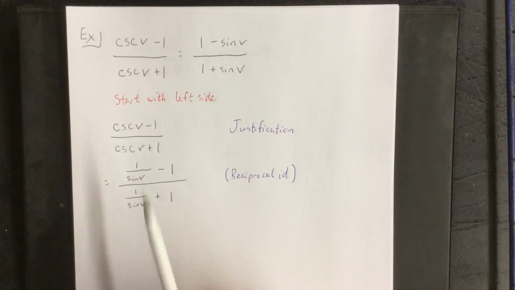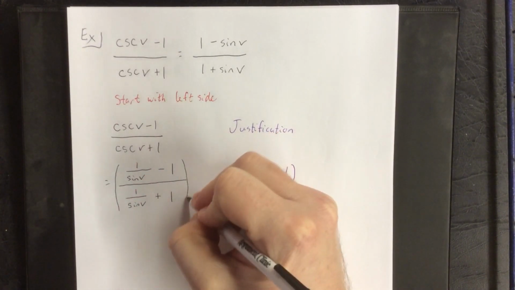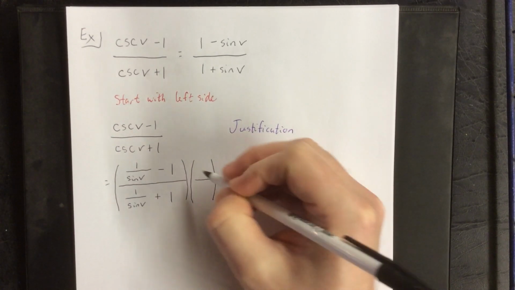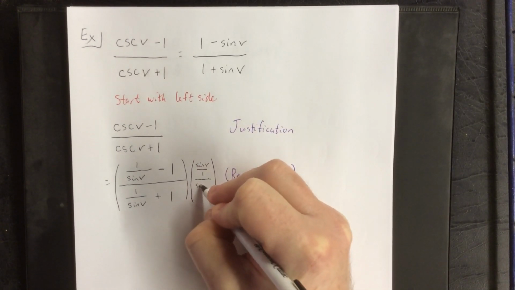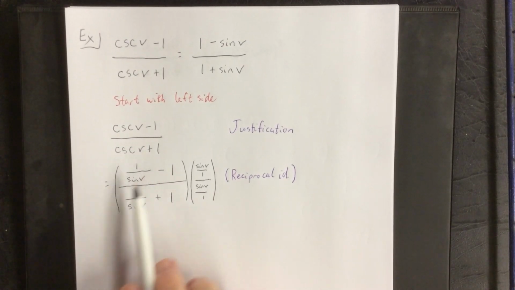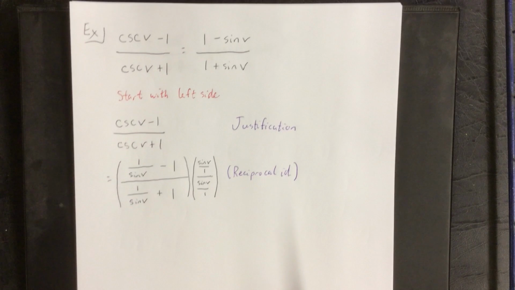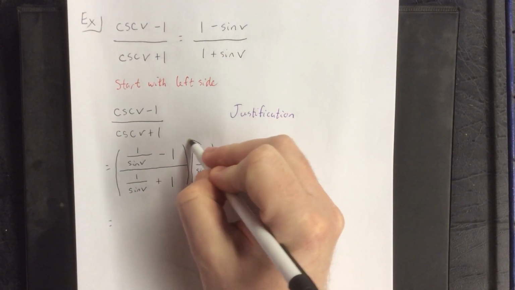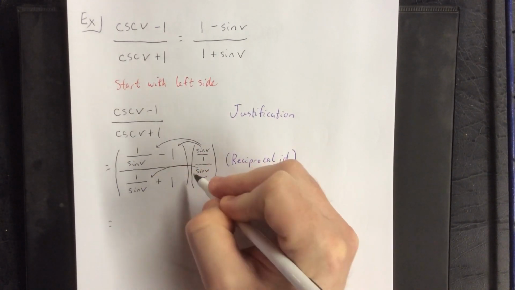Now at this point I notice that we have fractions inside of a fraction. Yo dog, I heard you like fractions. So what I'm going to do is clear out the smaller fractions that are inside of the bigger fraction by multiplying top and bottom by the sine of v over 1. This is actually referred to as a complex rational expression, and this is one of two different methods for how to get rid of the fractions inside of the fractions. I'm going to distribute the sine of v over 1 to both terms in the numerator as well as both terms in the denominator.